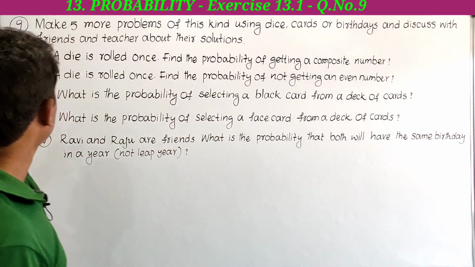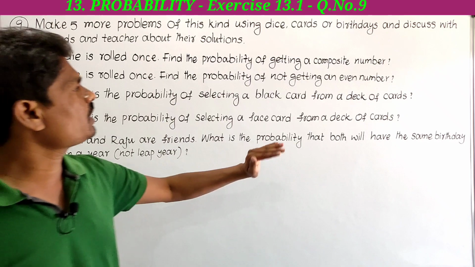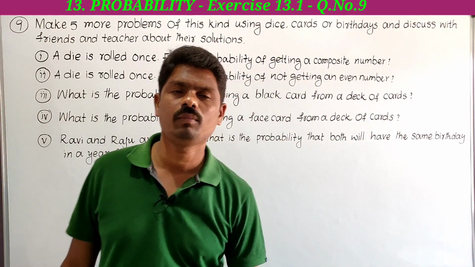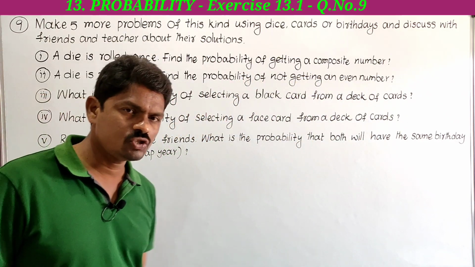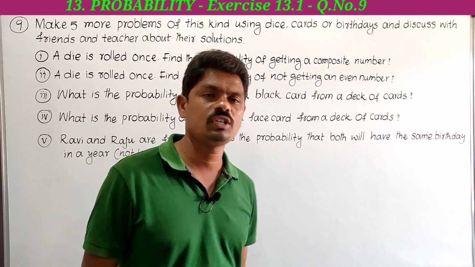So next, second one, a die is rolled once, find the probability of not getting an even number. Again, if a die is rolled once, then the total number of possible outcomes equal to 6 again.